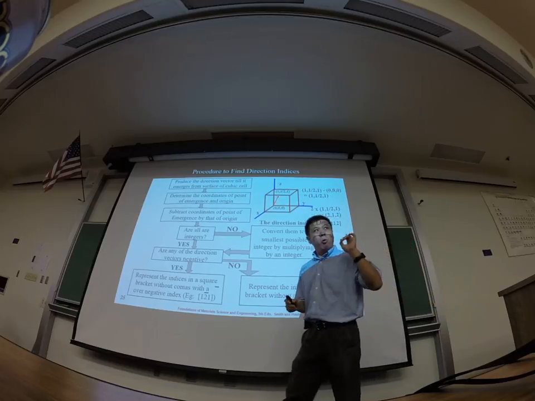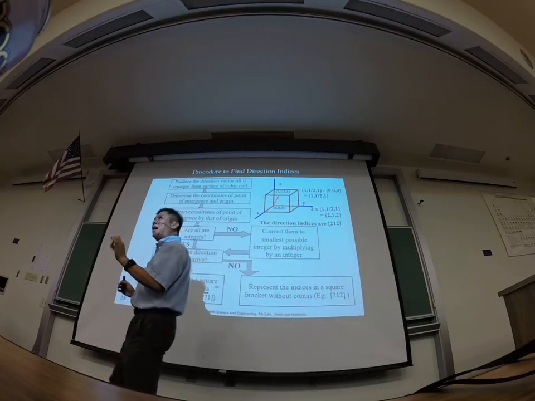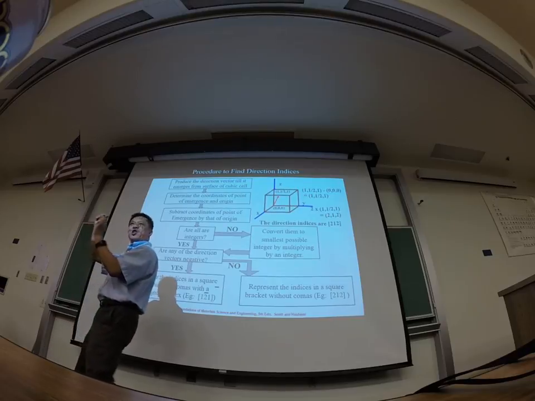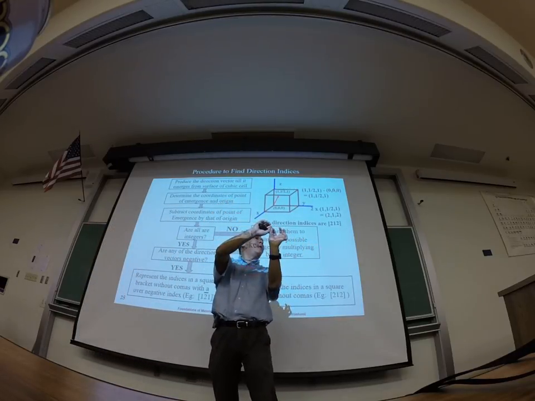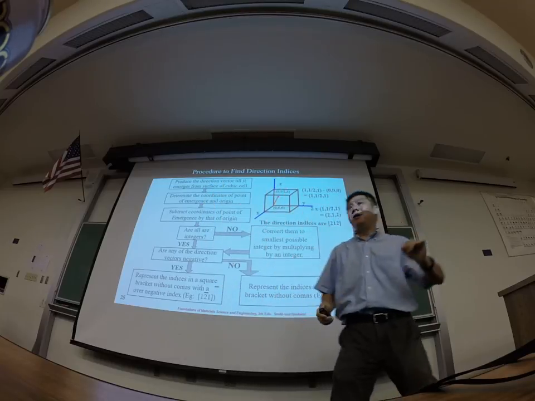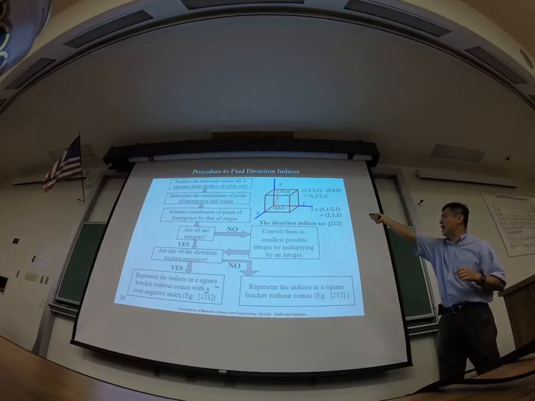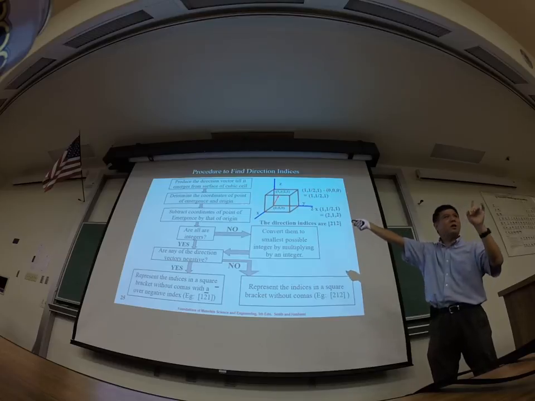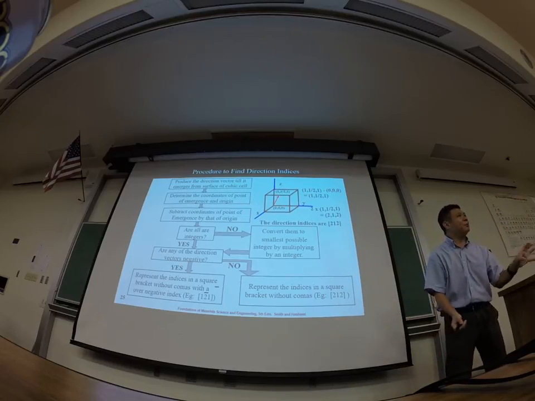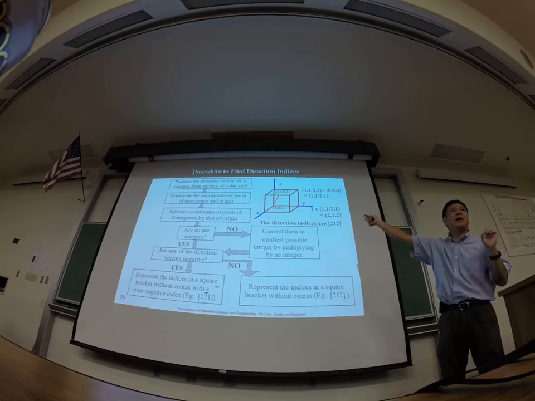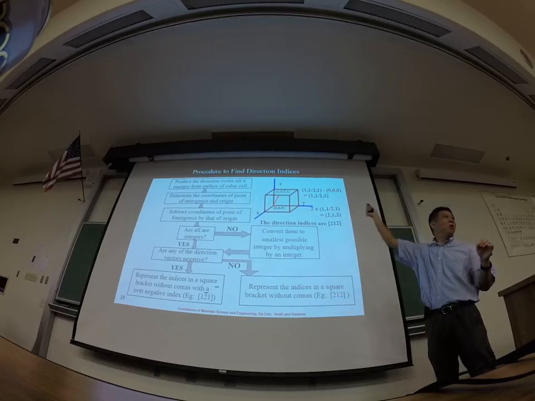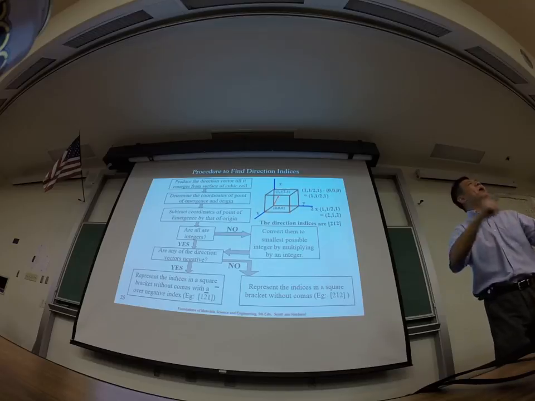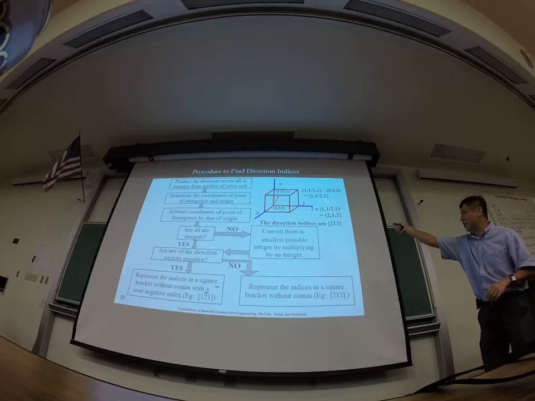Okay? So if you want to decide the direction indices, that means the vector that's pointing toward a plane, what you need to do is follow the coordinates of the endpoint and the starting point, subtract the starting point from the endpoint, and then decide if they're simple integers. If not, then multiply by something, then you will get the final.